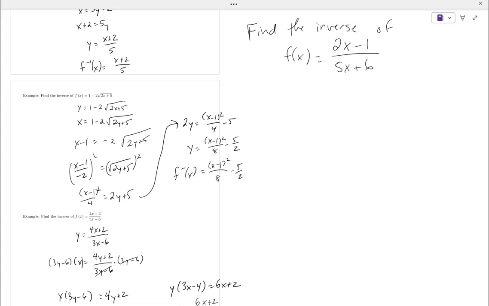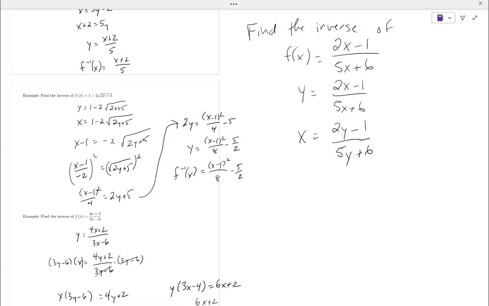What do we do first? Yeah, let's switch the x's and y's, right? Remember, we think of our f of x as the y, because our outputs give us the y coordinates. So our first step is to change all the y's to x's, and then change all the x's to y's. Doing that, we get the equation x equals 2y minus 1 over 5y plus 6. What do we do next?